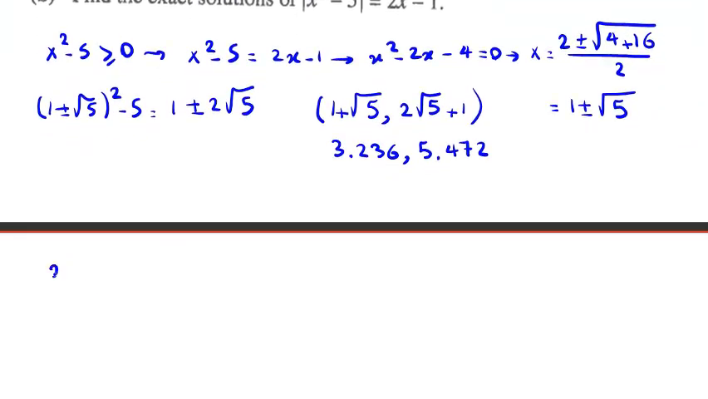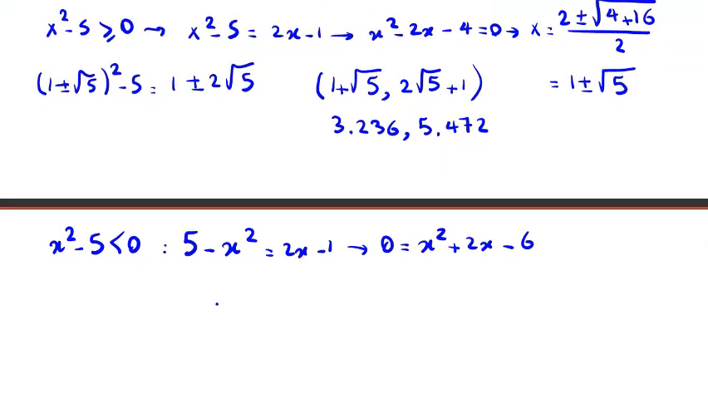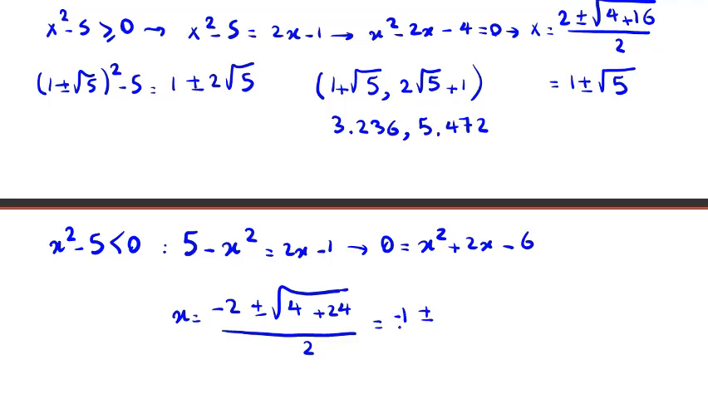Now let's consider the case that x squared minus 5 is less than 0. So here we conclude 5 minus x squared, because it is negative, equals 2x minus 1. If we take all things to the right hand side, it will be x squared plus 2x minus 6 equals 0. And then we can say x equals negative b plus minus root of b squared minus 4ac, which will be root 28 over 2a. And if you divide by 2, it will be negative 1 plus minus root 7.